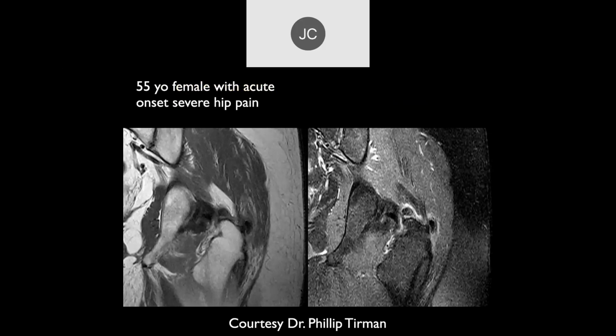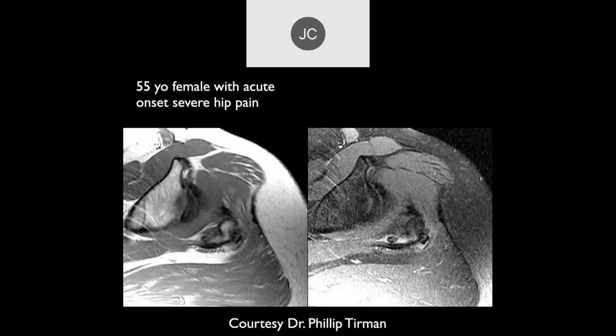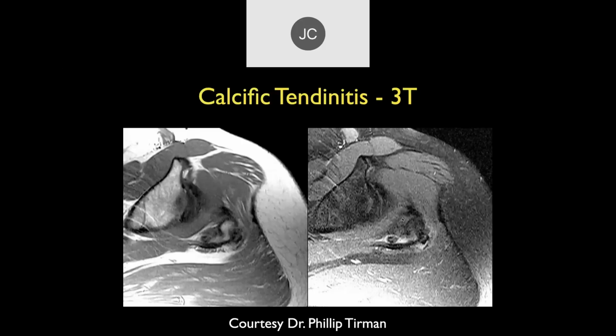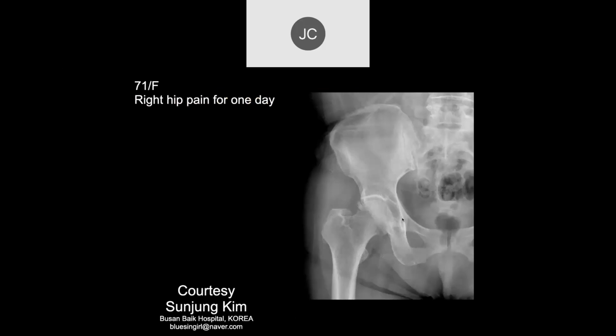55-year-old female, acute onset severe hip pain. I see rounded low signal in the region of the gluteal tendon, could be calcific tendonitis. Yep. Good. Okay, Tayson.